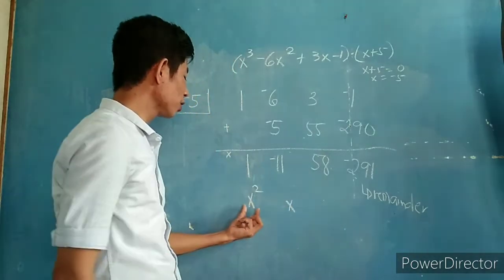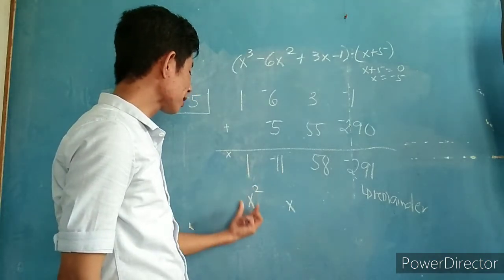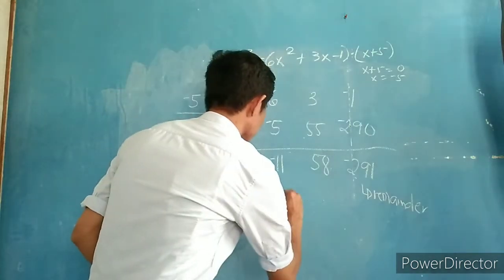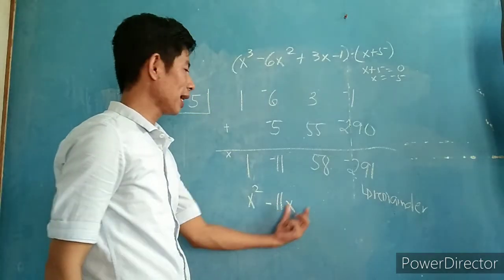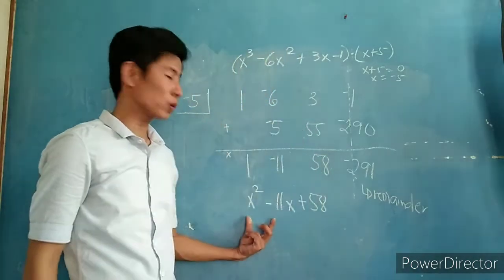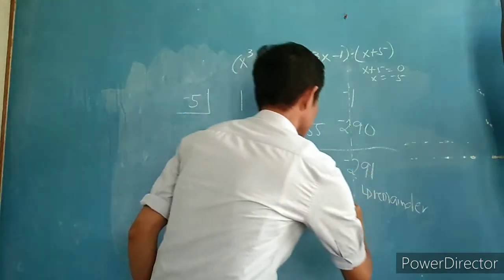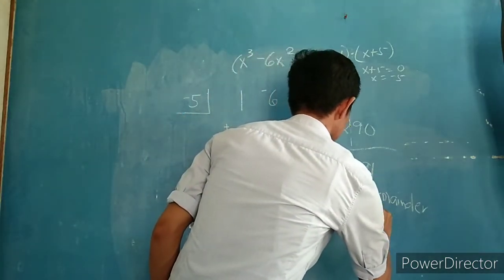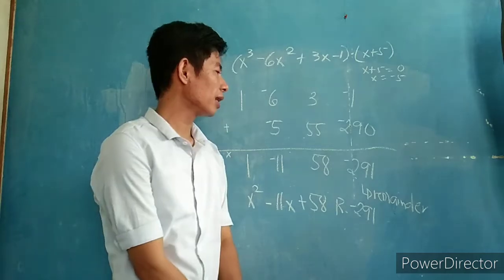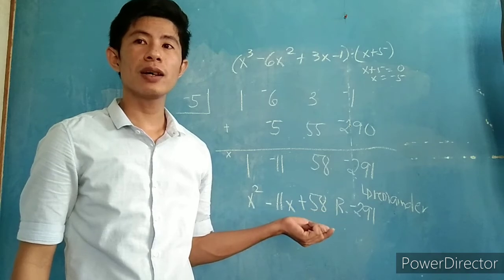That 1 will be the numerical coefficient of our highest degree term, so that is 1x squared or simply x squared. Negative 11 will be negative 11x, and then positive 58. So these are now the quotient: x squared minus 11x plus 58. The remainder is negative 291. So we have the same answer as when using the long division method.